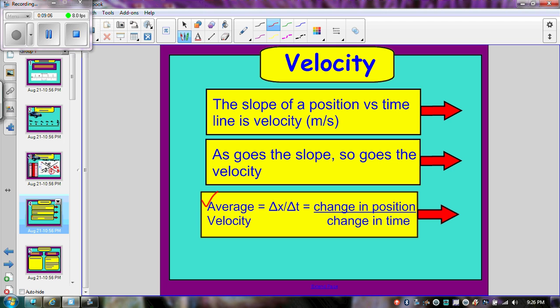We're going to talk in just a moment about what the difference is between an average velocity and what we call an instantaneous velocity. Sometimes they're the same, but sometimes they are not. And we'll talk about the differences between them in just a moment.